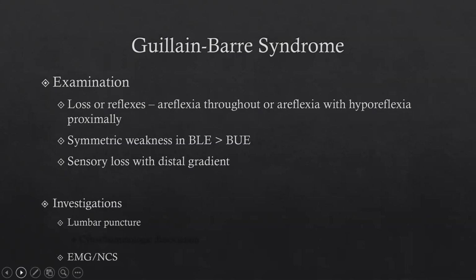And then in terms of investigations, you want to do a lumbar puncture. And on a lumbar puncture, you want to see albuminocytologic dissociation, where you get an increase in protein, but with no cells. And then you might want to do a nerve conduction study and an electromyography, of course, to look for evidence of demyelination, as well as axonal injury, depending on at what stage the patient presents.